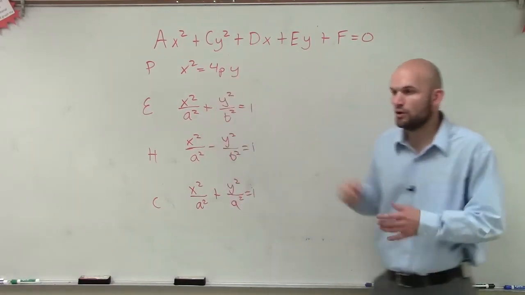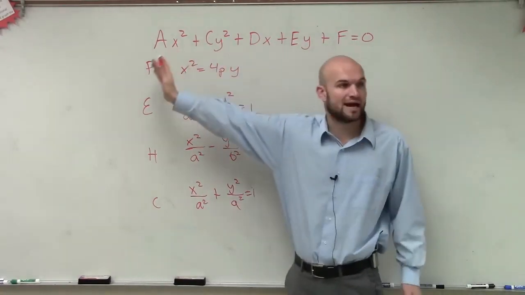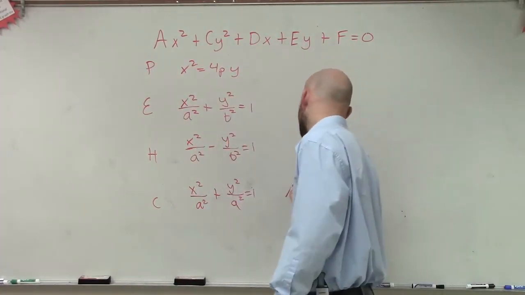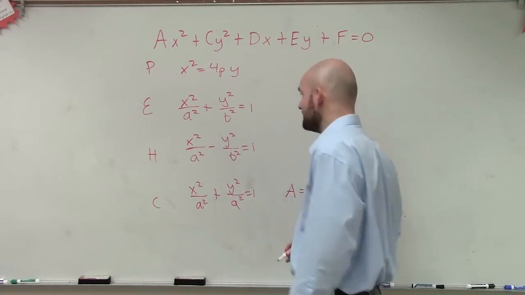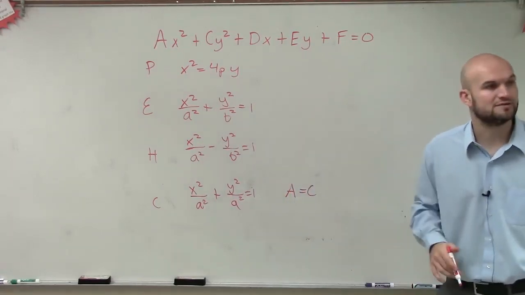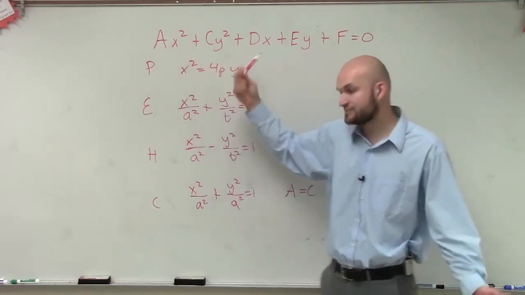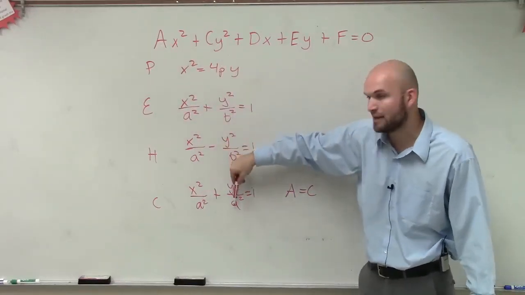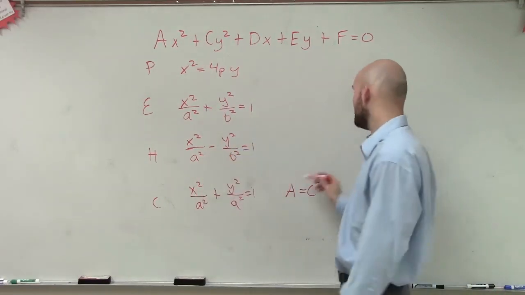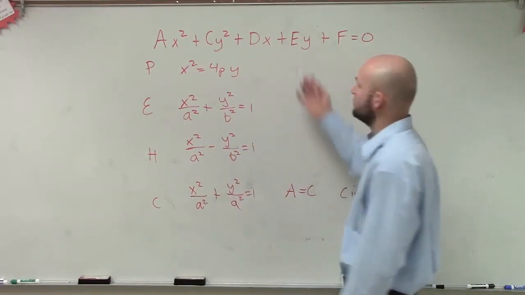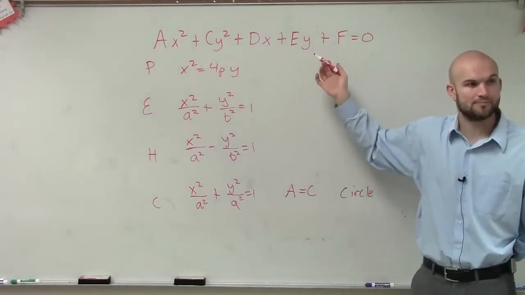So if you remember, what we can do is, if the coefficients of my x squared and my y squared are exactly the same, meaning if a is equal to c, then you know you're going to have a circle. So if you look at an equation and you know a is equal to c, then obviously you know that your major axis and your minor axis are the same. So if you have a equals c, that's going to tell you you have a circle when you have a conic section written in this format.